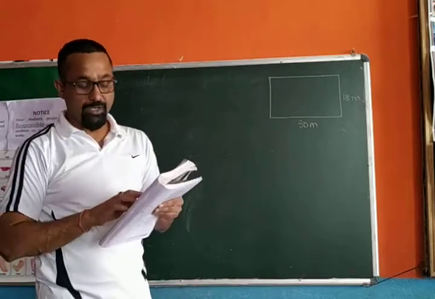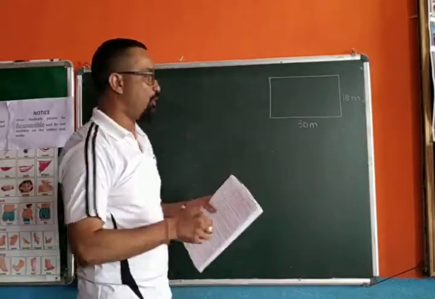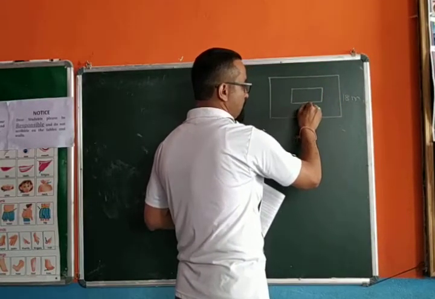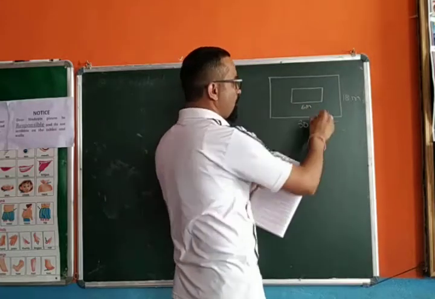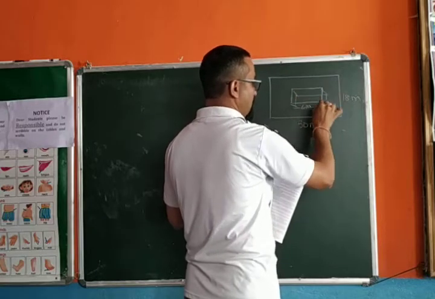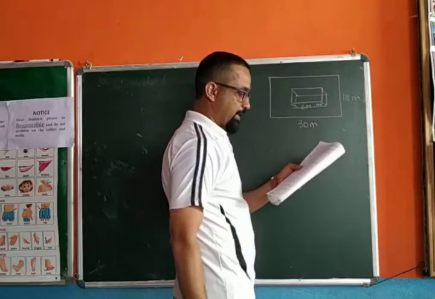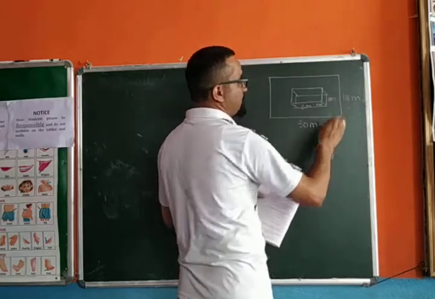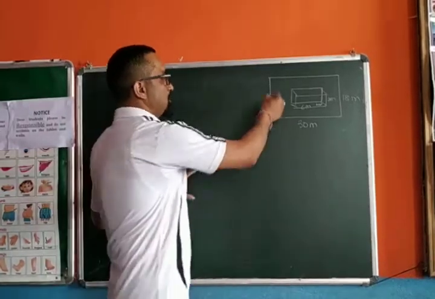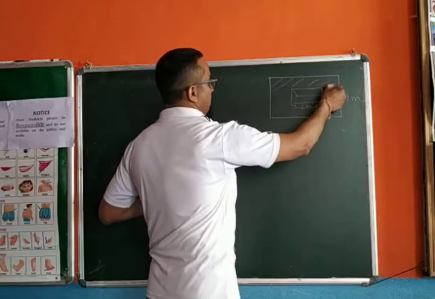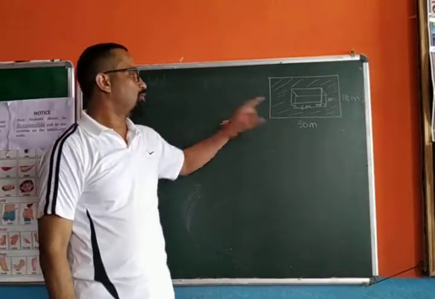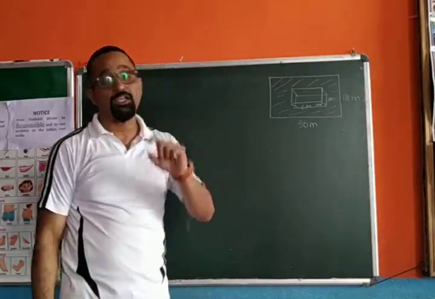The question says that from the middle, a pit is dug out, 6 meter long, width is given, which is equal to 4 meter, and height is given 3 meter. Depth means height. Whatever earth is taken out, that earth is evenly spread on the remaining portion. The question says calculate the rise in the level.